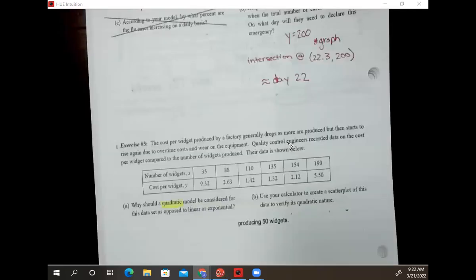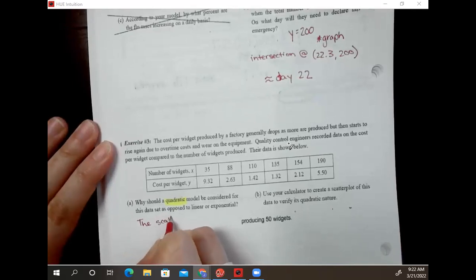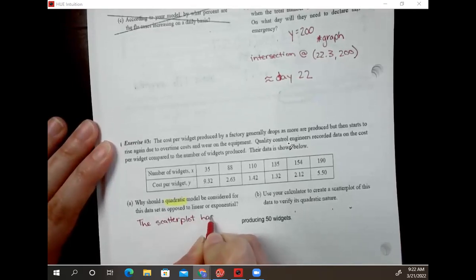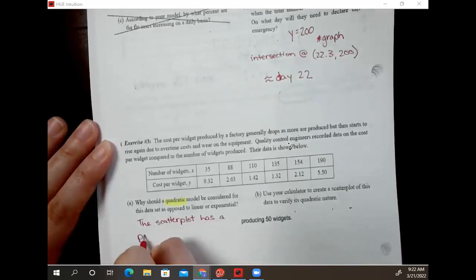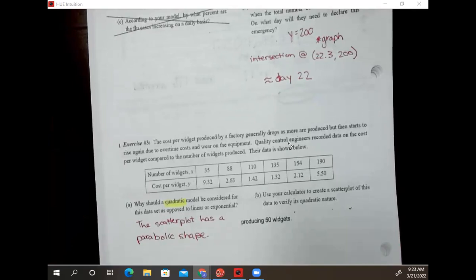But I want to hop back to my notes so I can answer a couple of questions. Okay, so why should we select a quadratic model? Because our scatter plot has a parabolic shape. It has a quadratic pattern. The scatter plot has a parabolic shape, or it has a quadratic pattern to it.